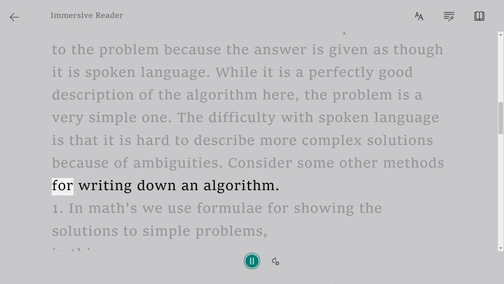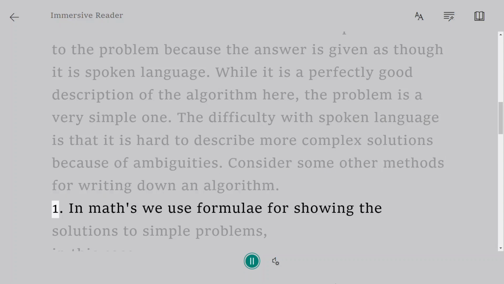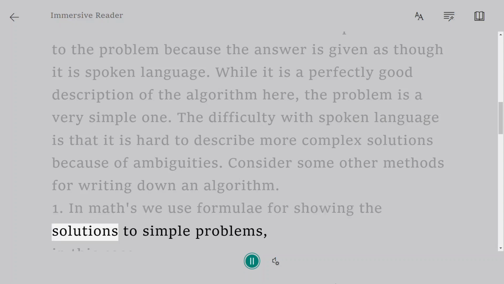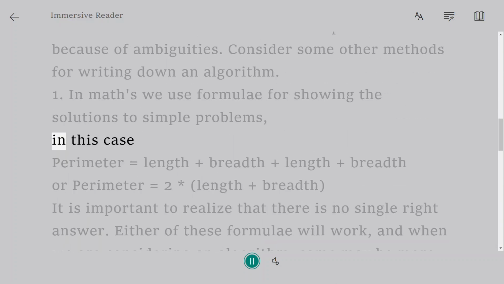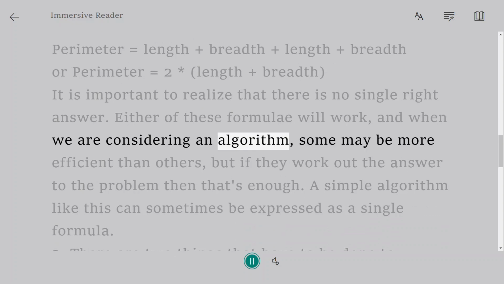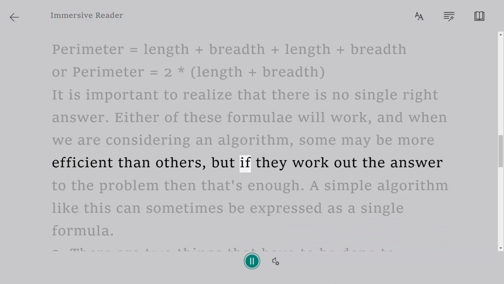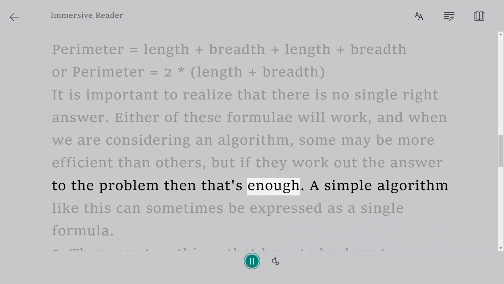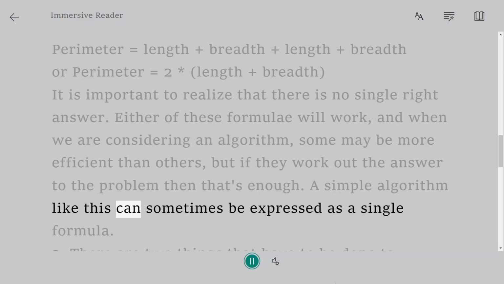Consider some other methods for writing down an algorithm. 1. In maths we use formulae for showing the solutions to simple problems. In this case, perimeter equals length plus breadth plus length plus breadth, or perimeter equals 2 * (length plus breadth). It is important to realize that there is no single right answer. Either of these formulae will work, and when we are considering an algorithm, some may be more efficient than others, but if they work out the answer to the problem, then that's enough. A simple algorithm like this can sometimes be expressed as a single formula.